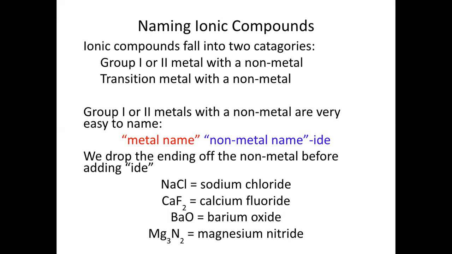What you're going to do is take the metal name and then the non-metal name and put "ide" at the end. So for some of the compounds that we saw in the previous slide, we drop the ending of the non-metal before adding the "ide." So we have sodium and chlorine, and they're going to form sodium, which is the metal name, and then chloride, which is the non-metal name with "ide" at the end. For calcium and fluorine, you have calcium fluoride. For barium and oxygen, we form barium oxide. And for magnesium and nitrogen, we form magnesium nitride.